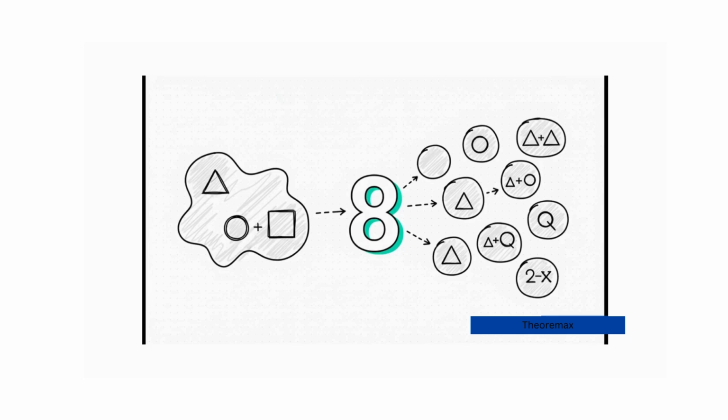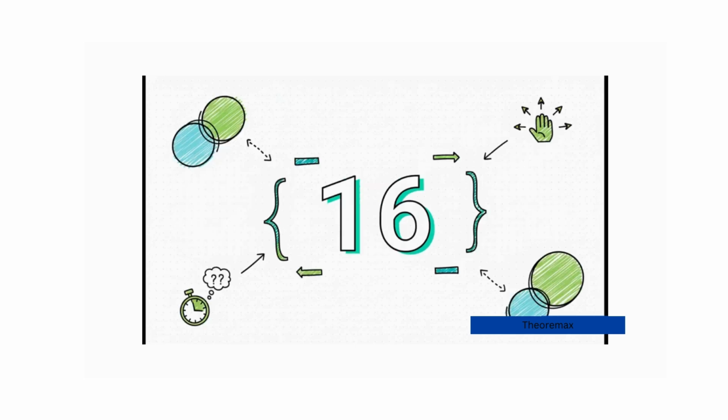Trying to list all 8 of those out by hand, it's starting to get tedious, right? And it gets worse. Add one more element for a total of 4, and bam, the number doubles again to 16. Can you imagine trying to write out all 16 of those possibilities during a timed exam? No way. There has to be a shortcut, right?